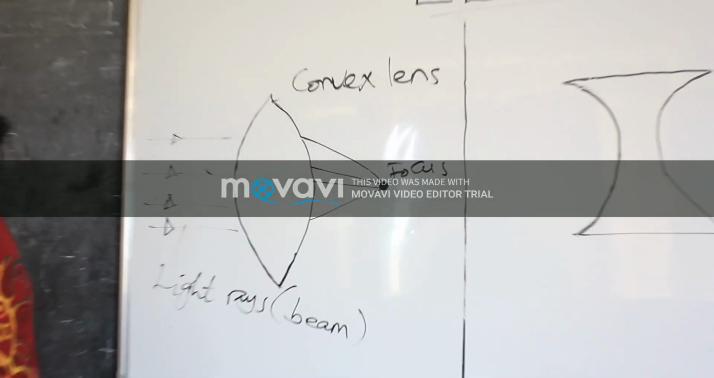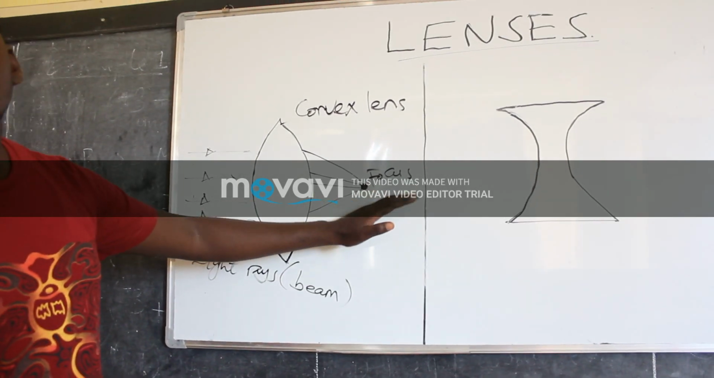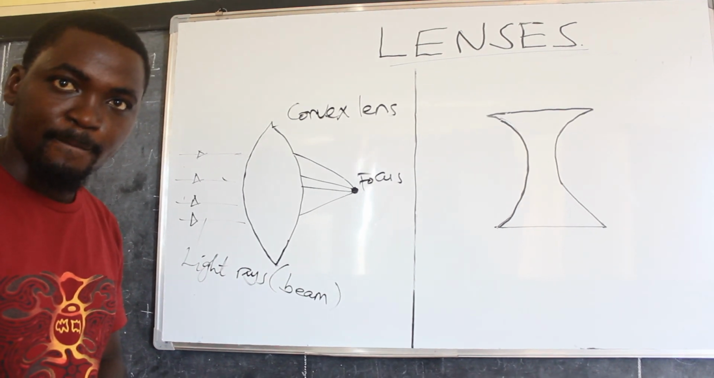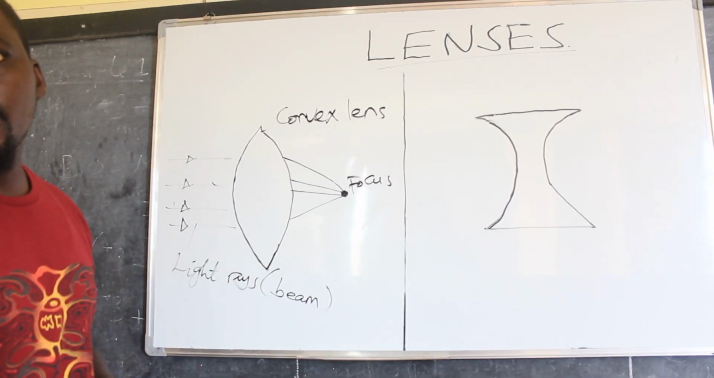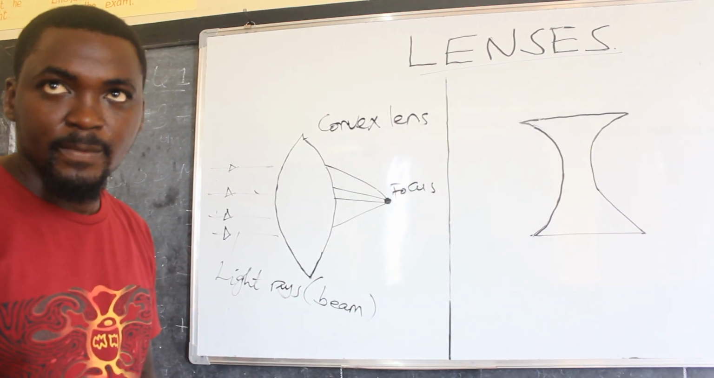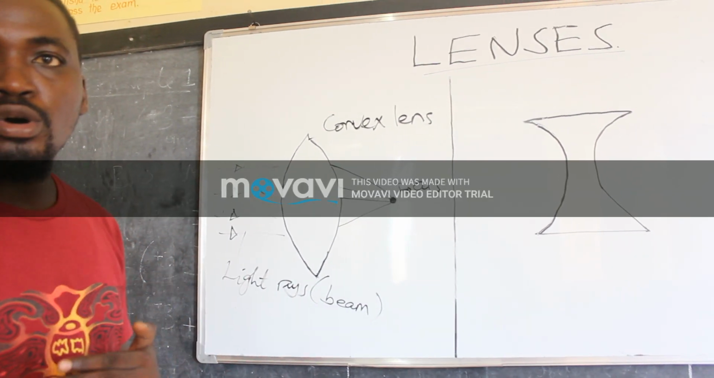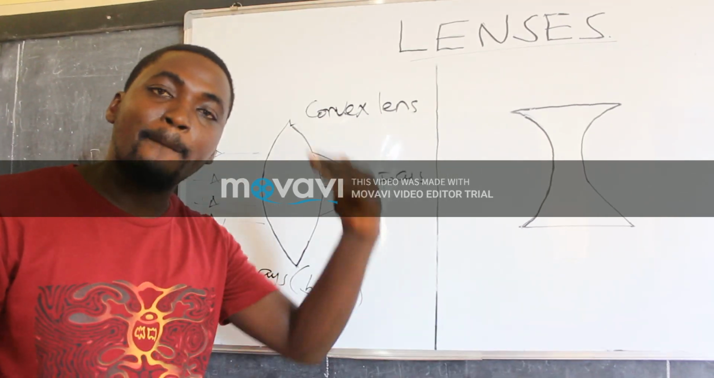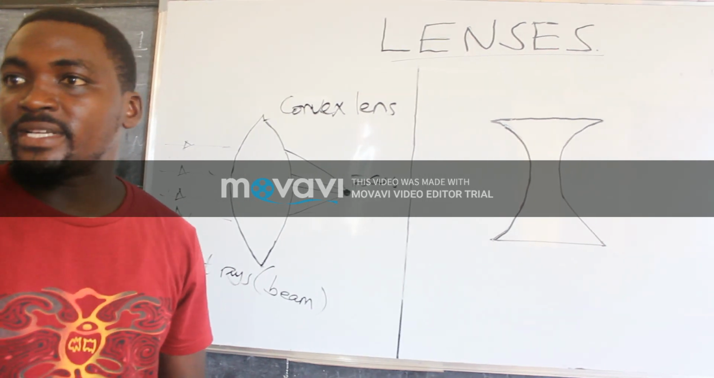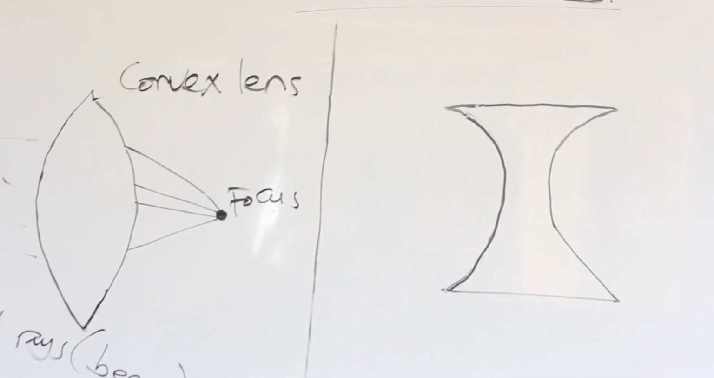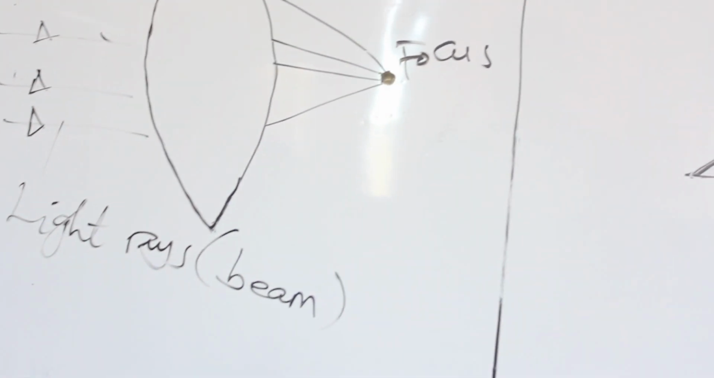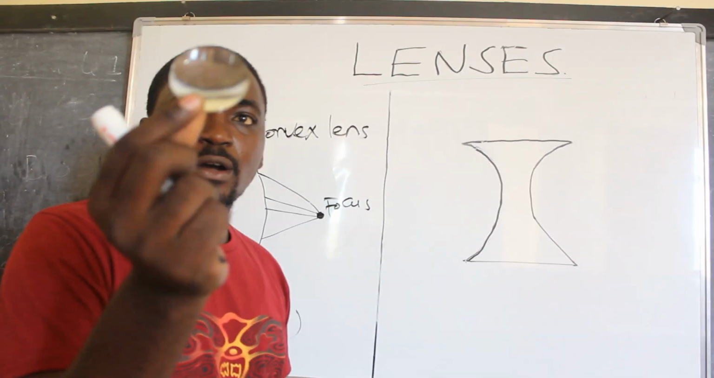So, when these light rays are collected together, the lens is able to magnify objects. That is why the other name of convex lens is magnifying lens. It means that it is able to make a small object appear big in size. I have a convex lens by my side here. Let me show you. This is a convex lens.